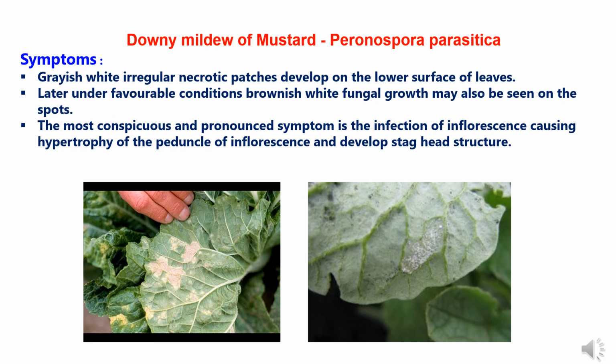Now, downy mildew of mustard, which is caused by the fungus Peronospora parasitica. There will be development of grayish white irregular necrotic patches on the lower surface of leaves. Later, under favorable conditions, brownish white fungal growth may also be seen on the spots. The most conspicuous and pronounced symptom is the infection of inflorescence, causing hypertrophy of the peduncle of inflorescence and developing a stag head structure.